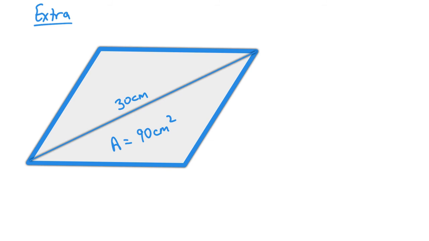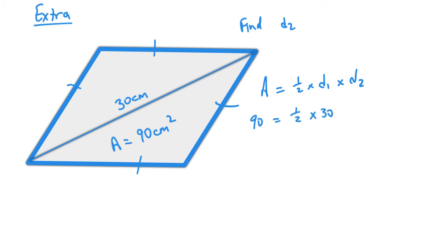A couple of extra examples then. What we have in this one is a rhombus, so all 4 sides are equal. And we know the area is 90 and one of the diagonals is 30, and we're trying to find D2. So the rhombus area is a half times D1 times D2, so the two diagonals. So we know that 90 is going to be a half times 30 times D2.